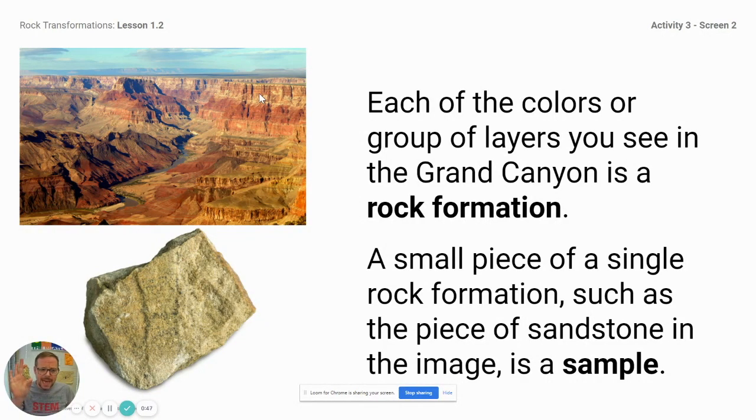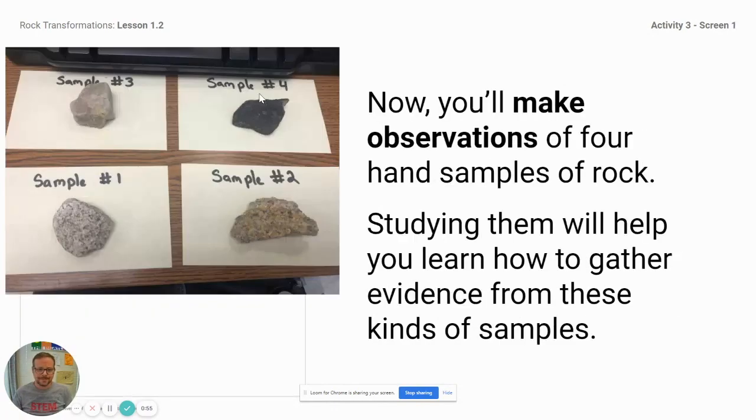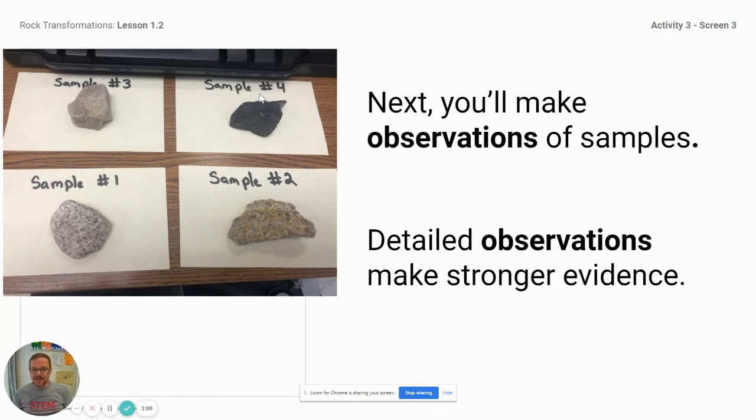Each of these hand samples is a portion of what you see over here. So it's a sample of these rock formations. We're going to be making some observations of these four pieces of rock, four hand samples of rock. We'll be studying them to help us gather some evidence. In order to get good evidence, we need to make sure we have detailed observations.